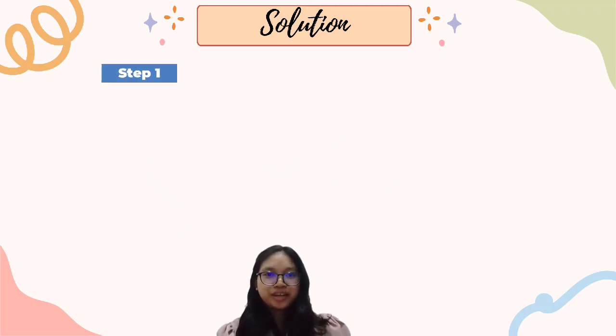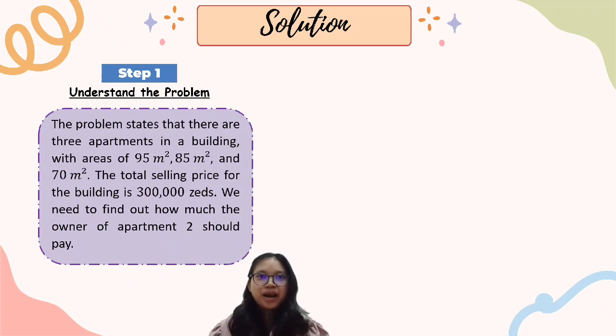To solve this, we can do the following steps. The first step is to understand the problem. We are presented with a building with 3 apartments with areas of 95 square meters, 85 square meters and 70 square meters. The total selling price for the building is 300,000 zeds. We need to find out how much the owner of apartment 2 should pay.